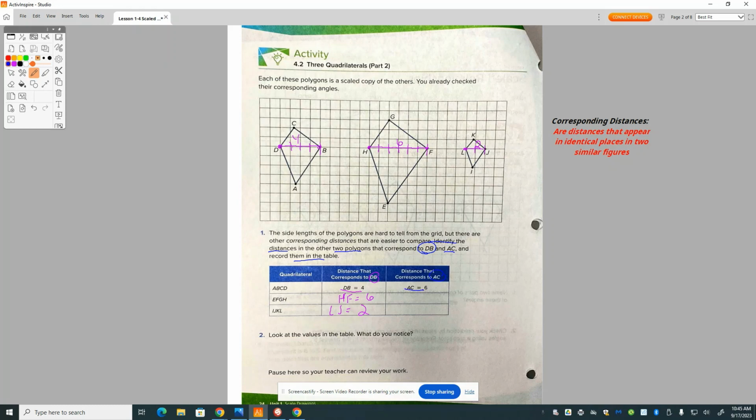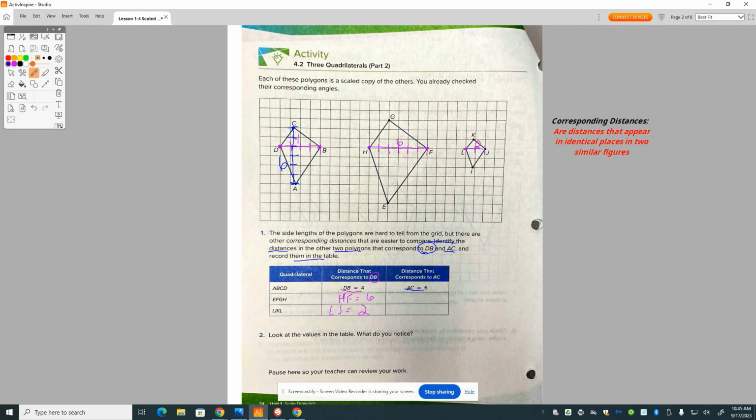Now, just double checking, where is AC? It's in my first figure. A is here, C is there, its distance would be that. So that would be 1, 2, 3, 4, 5, 6. It would be a distance of 6, which checks out.